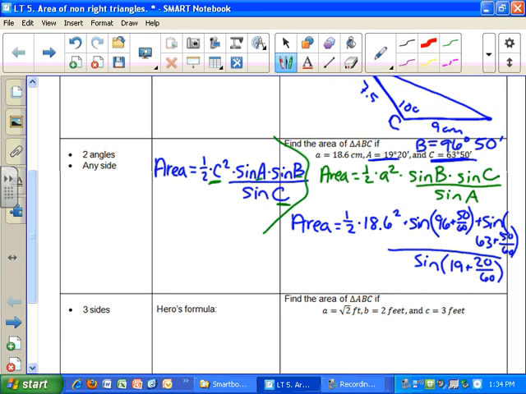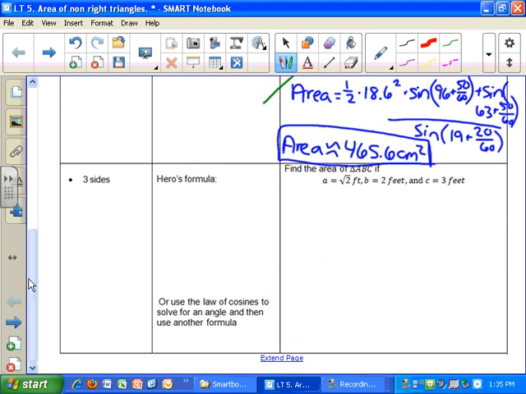Okay, so a lot of parentheses, a lot of things to be careful of when you're typing it into the calculator. But again, double check that when you type that in, that you get the same answer that I do, which is about 465.6. And our units was centimeters, and because it's area, it has to be centimeters squared.